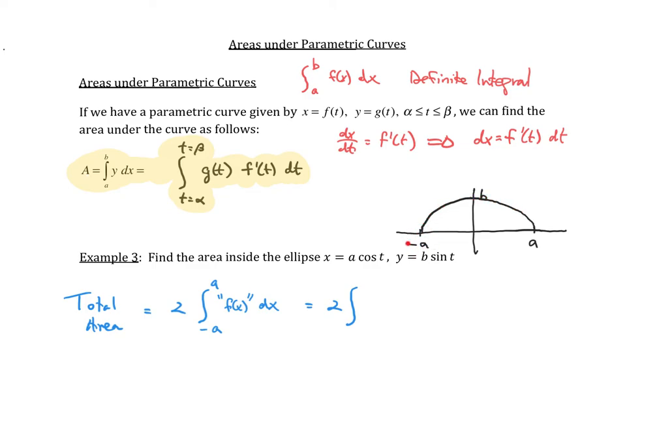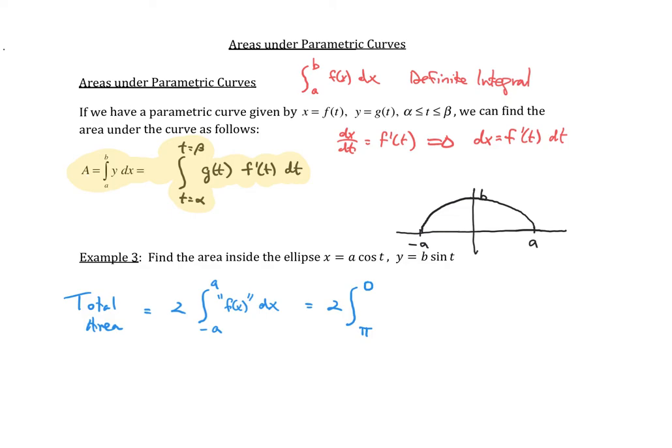So actually the lower limit of integration would be pi. So I'm going to put a pi for my lower limit over here, and we're going to go to a. In order to get this point a, that's when t is equal to 0. So I'm going to put a 0 for my upper limit of integration.